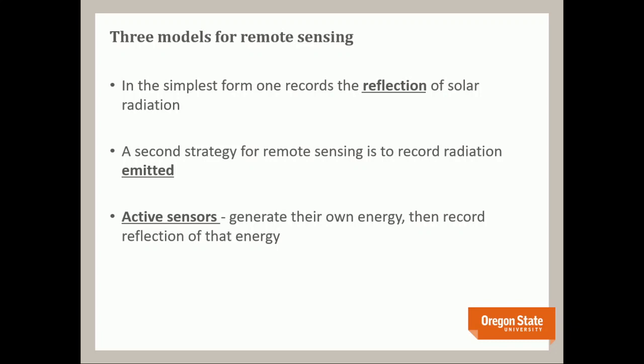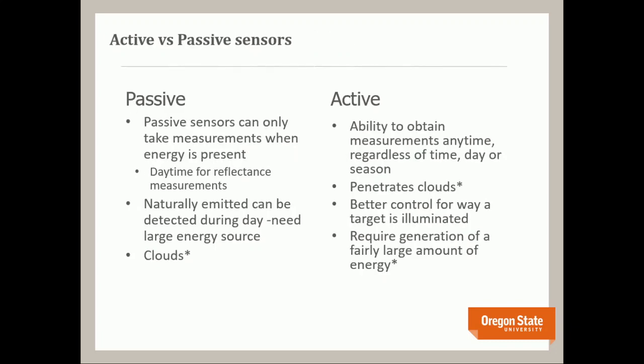Three modes for remote sensing. In the simplest form, one records the reflection of solar radiation, and a second strategy for remote sensing is to record emitted radiation. Active sensors generate their own energy, then record the reflection of that energy. Active versus passive sensors: passive sensors can only take measurements when energy is present, daytime for reflectance measurements. Naturally emitted energy can be detected during day or night, but needs a large energy source.